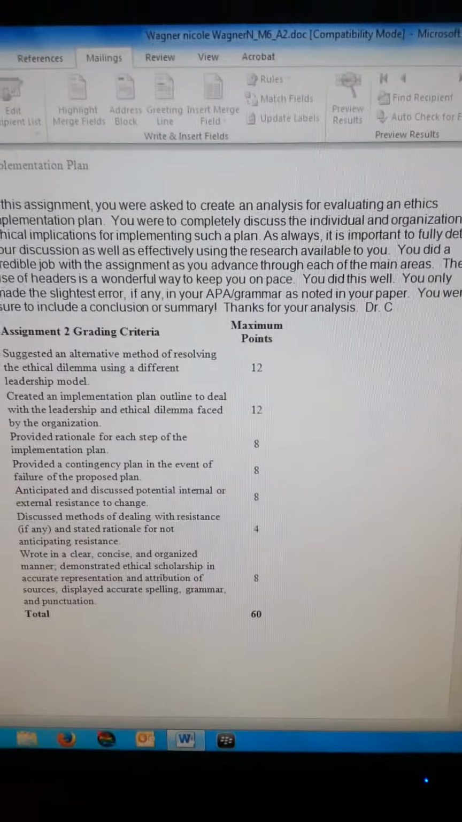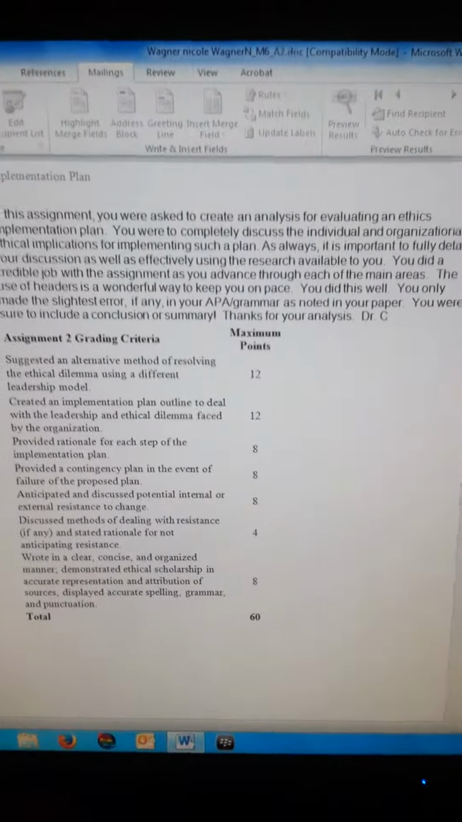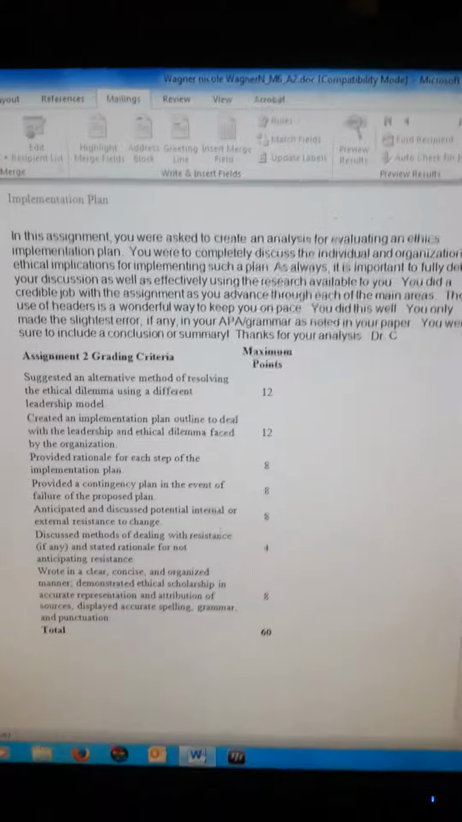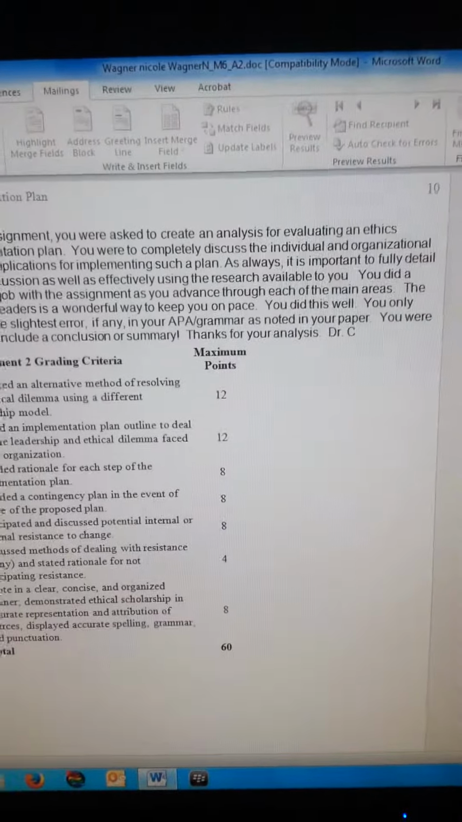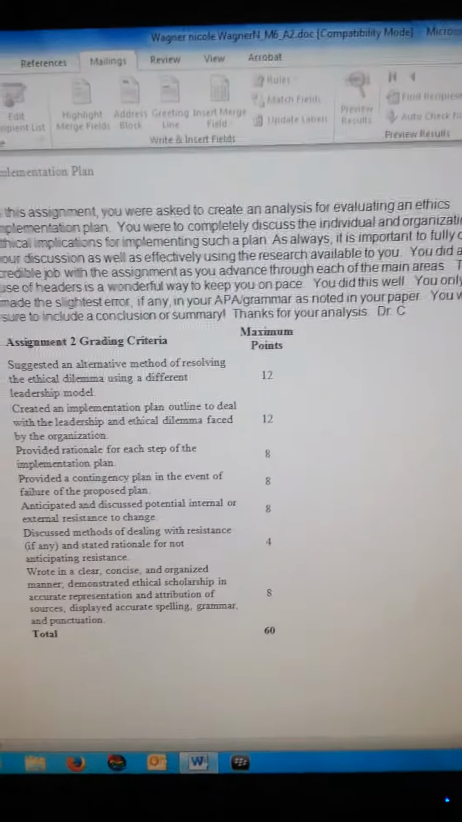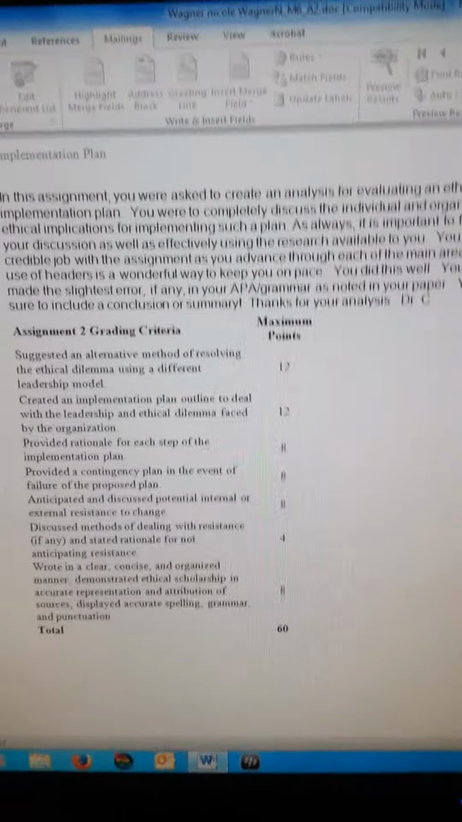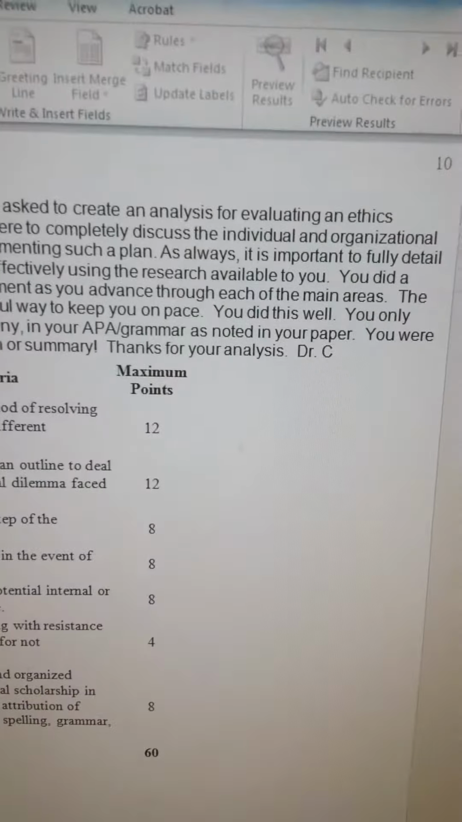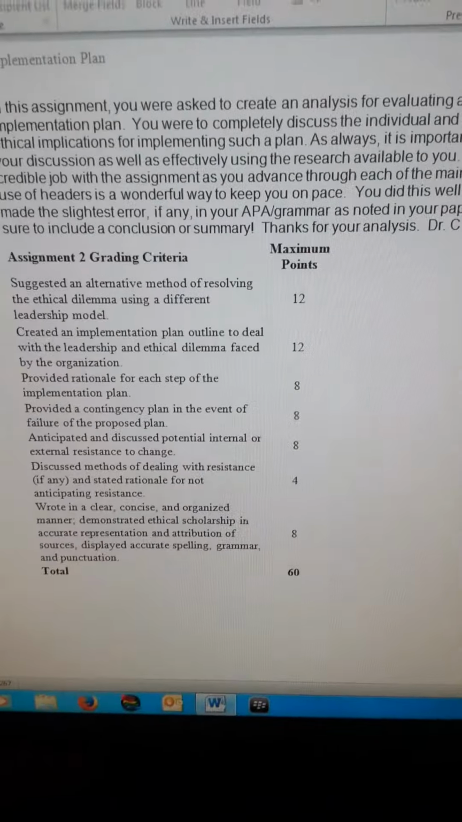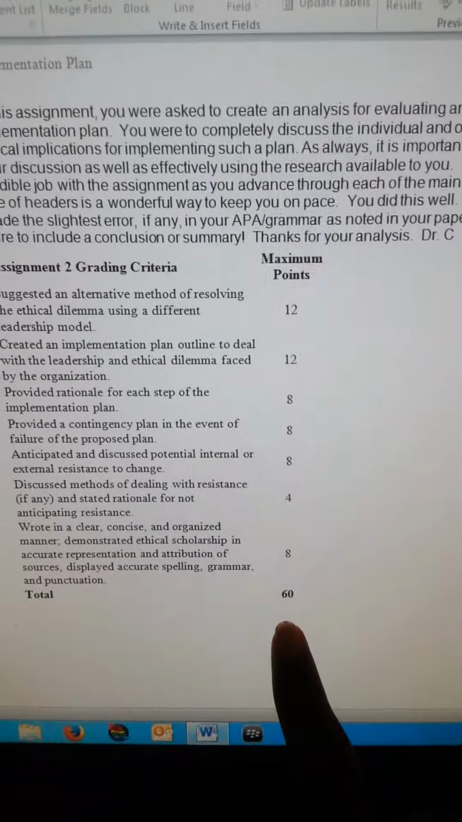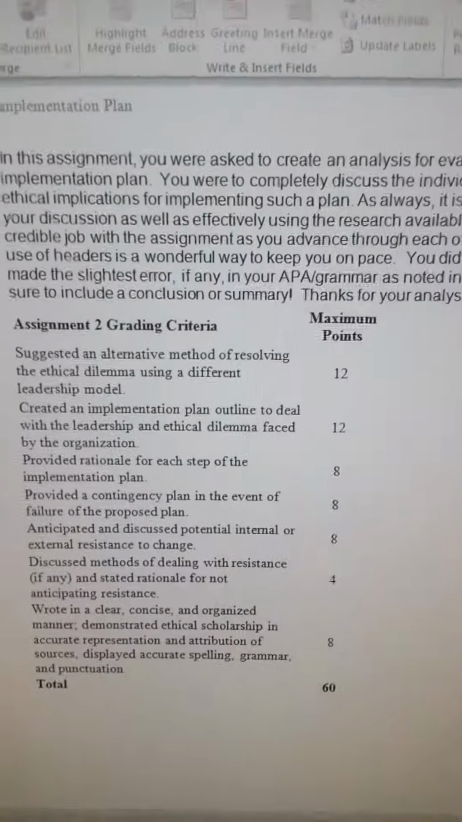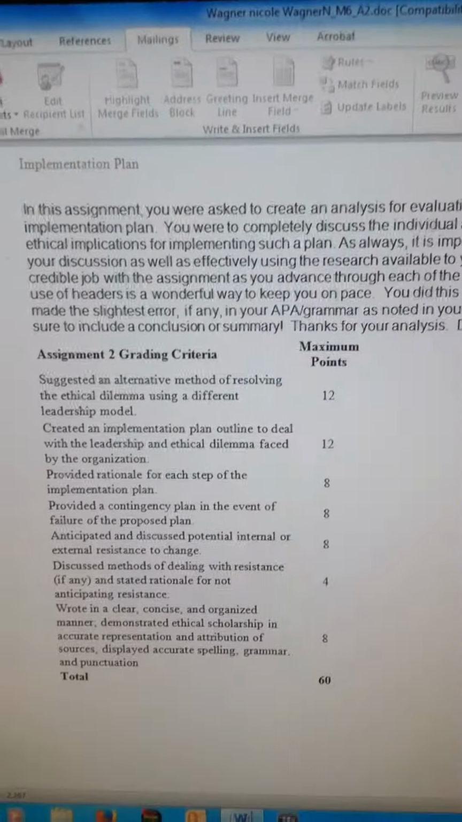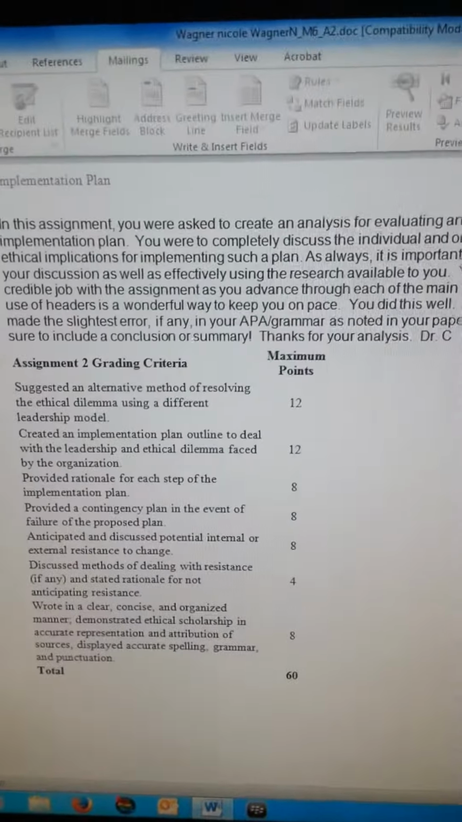If y'all remember, I pointed that out. I forgot to put the comma after I quoted a source within the text, in your APA or grammar, as noted in your paper. You were sure to include a conclusion or summary. Thanks for your analysis, Dr. C. And this assignment was worth a total of 60 points. Your girl rocks. I got a full 60 points with this assignment.